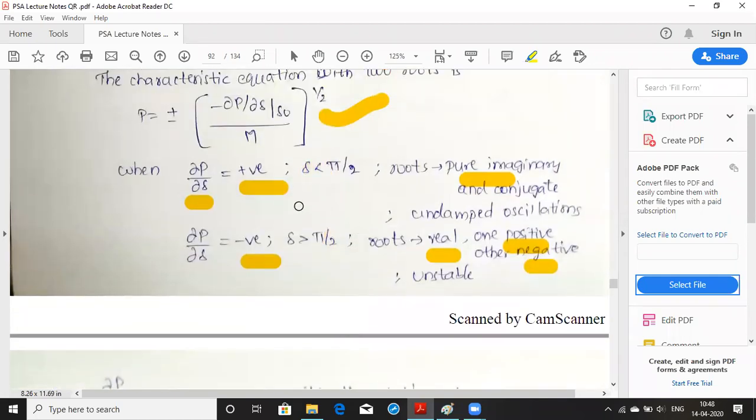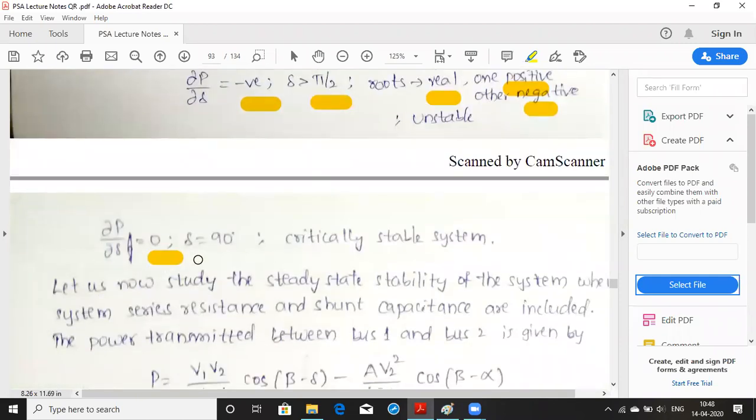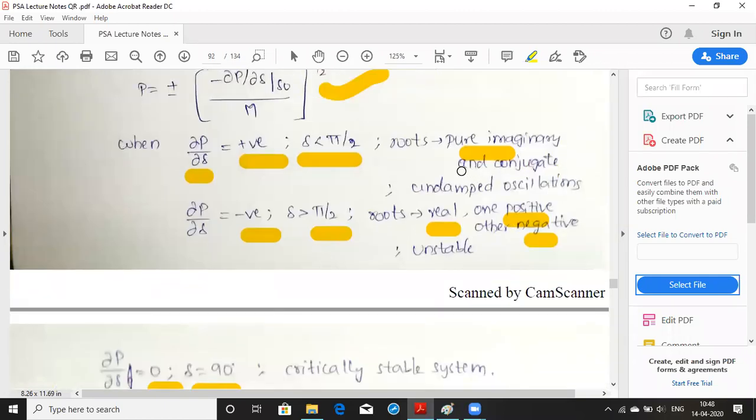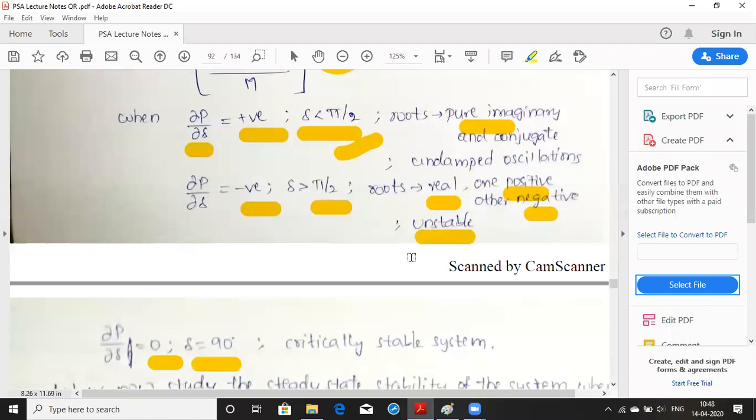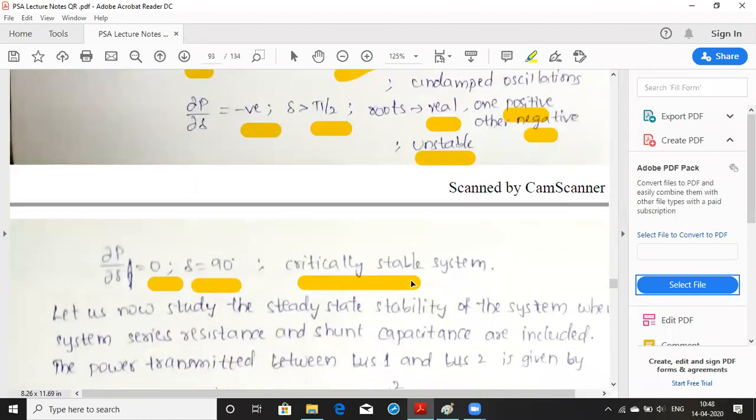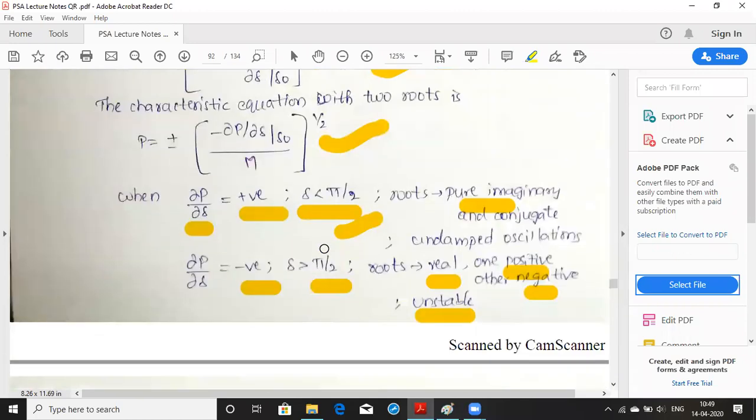So dP by d delta is positive when delta is less than 90 degrees. dP by d delta is negative when delta is greater than 90 degrees. It is equal to zero when delta is exactly equal to 90 degrees. We call the first a stable system, the second an unstable system, and the third a critically stable system. So these are the three conditions.